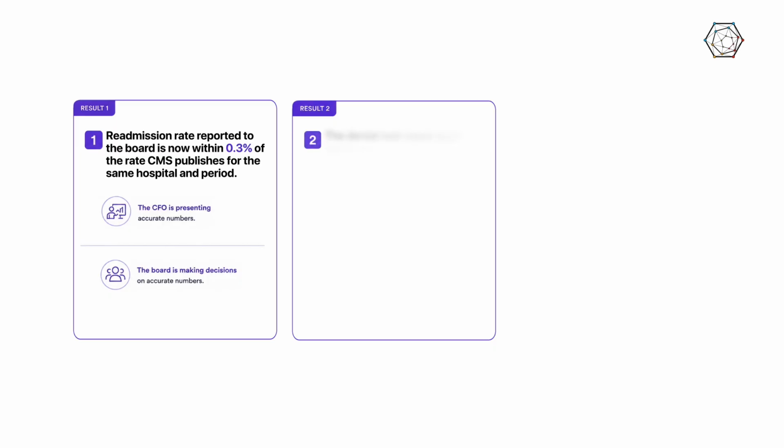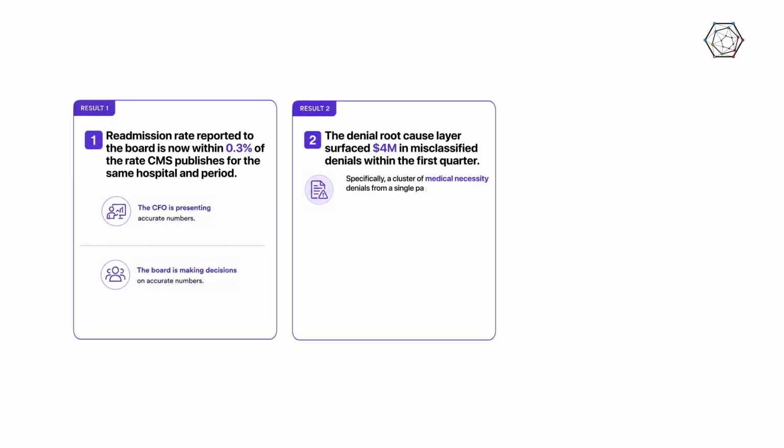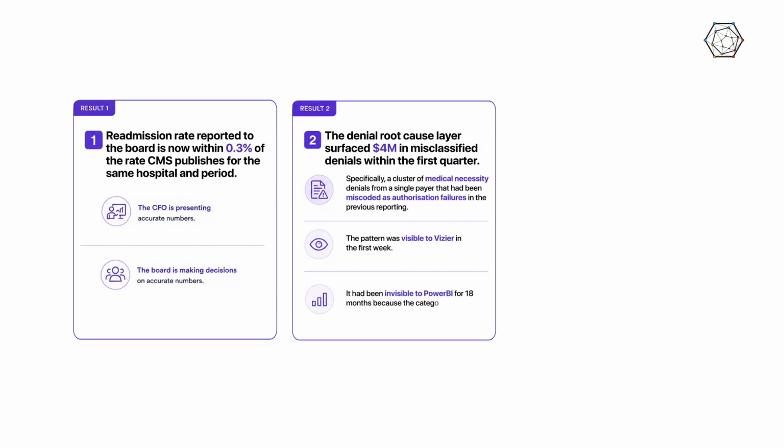2, the denial root cause layer surfaced $4 million in misclassified denials within the first quarter. Specifically, a cluster of medical necessity denials from a single payer that had been miscoded as authorization failures in the previous reporting. The pattern was visible to Vizier in the first week. It had been invisible to PowerBI for 18 months because the categorization logic lived in someone's DAX measure rather than in the data model.